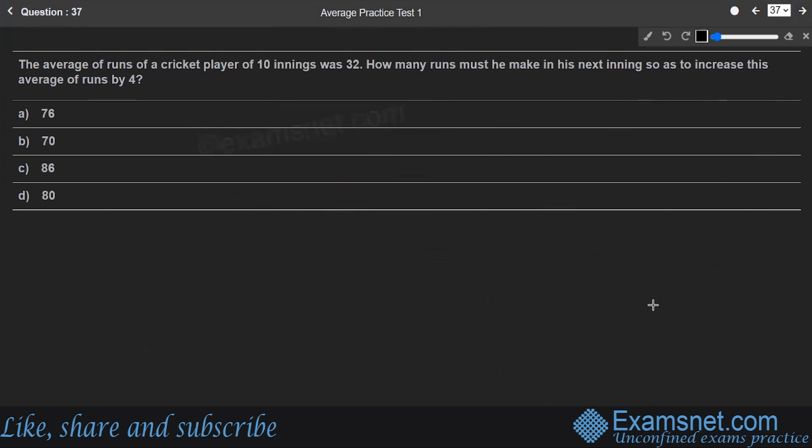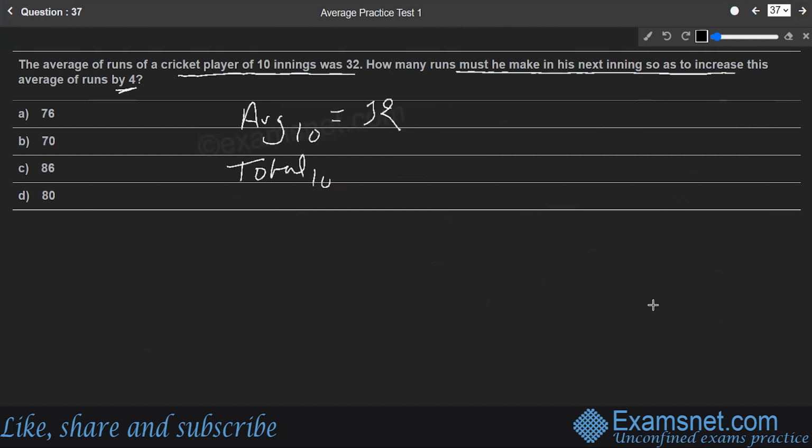Now, the average of runs of a cricket player of 10 innings was 32. How many runs must he make in his next inning so as to increase the average of runs by 4? The average of 10 innings is given to us as 32. So we'll find out the total of 10 innings. Total of 10 innings is always going to be average multiplied by 10. So that is 32 multiplied by 10, which gives us 320. So this is the total runs made by him in 10 innings.